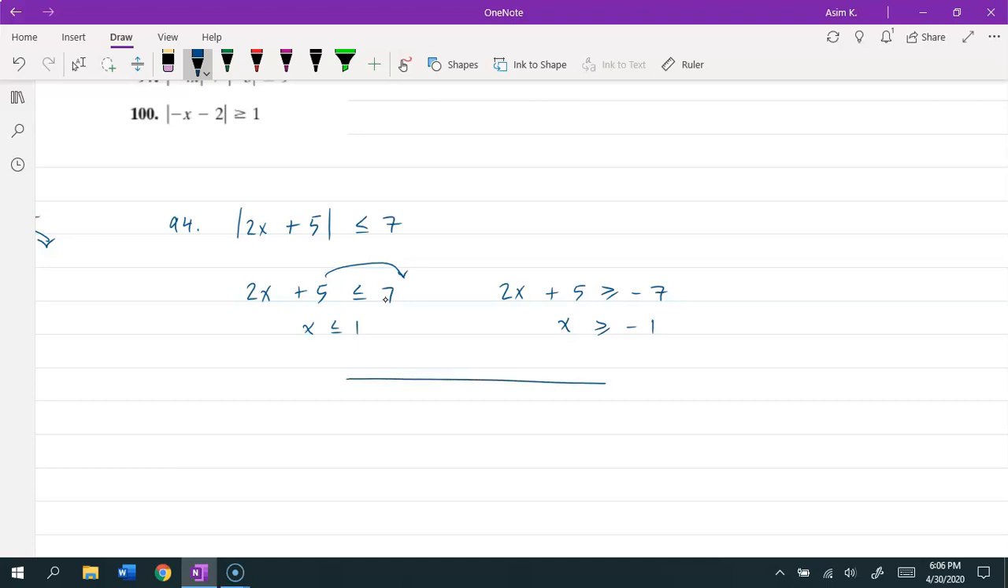Now, if you put this on a number line, watch carefully. The first set is saying x has to be a number that is less than or equal to 1. So I'm going to shade that, and just for now, I need to shade towards the left. But then look at what the right one is saying. Just look at it carefully. It's saying no, x has to be a number that is going to be greater than or equal to negative 1.